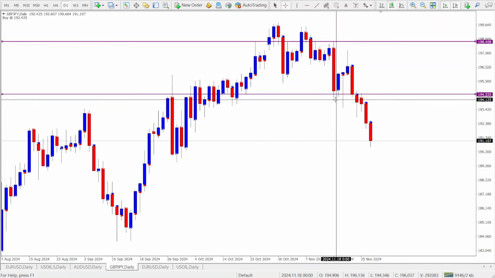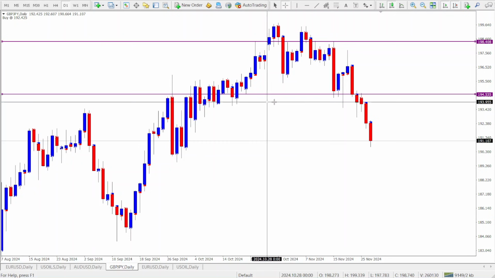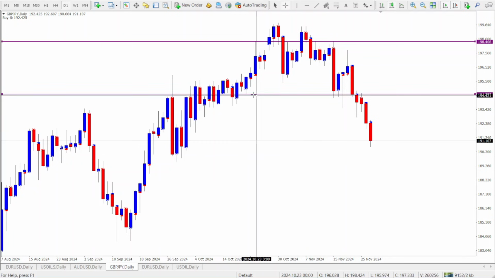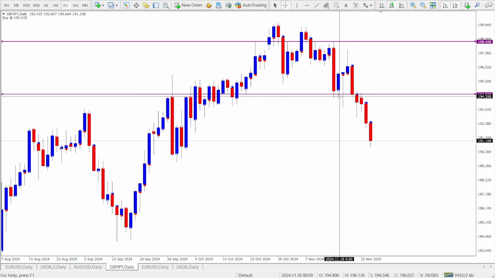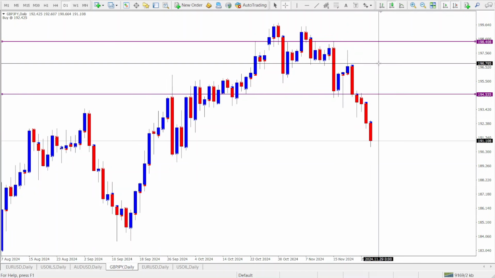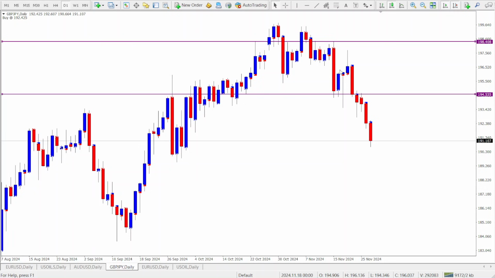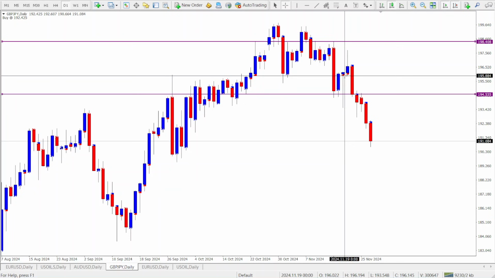Below the previous day's low, and actually below this support zone. After entering our buy, our exit is going to be towards the end of the day. So we would have exited somewhere around here as the day was coming to an end, and we would have caught somewhere around 110 pips.